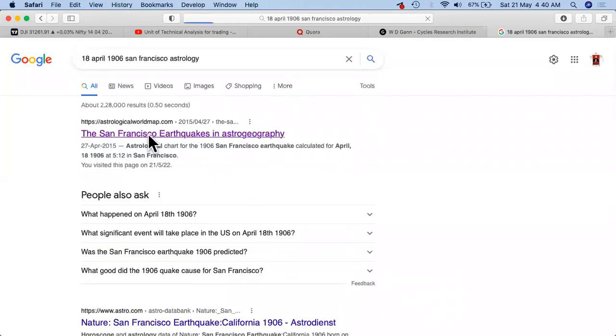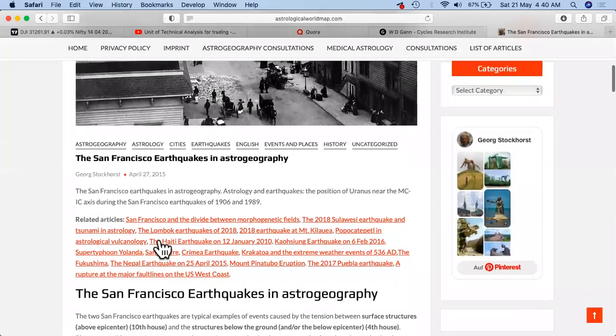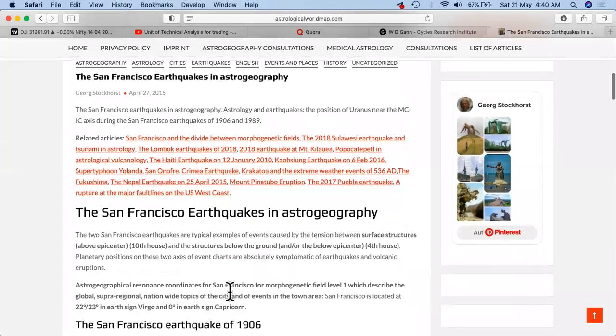Let's try to see one more topic. If we get some more information, it's always good to average out your positions, so get information from various things together. Two San Francisco earthquakes are typical examples of events caused by the tension between surface structures, 10th house and 4th house. I don't know which houses these are.